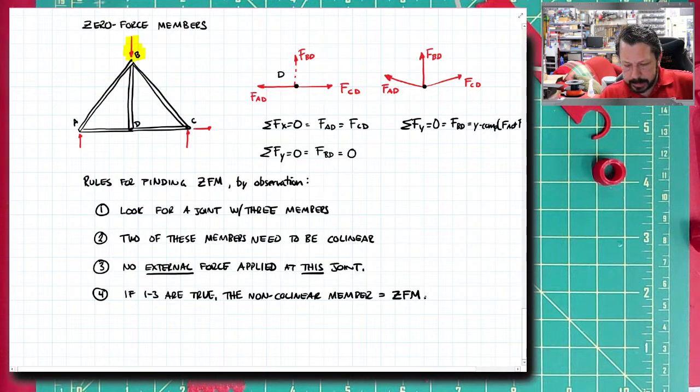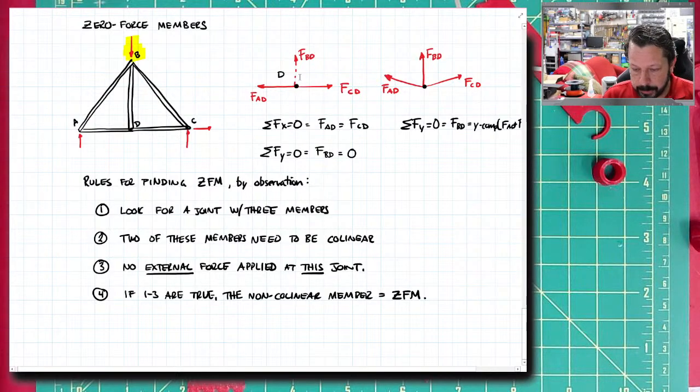The other thing is that a lot of times in the drawings and the examples, that third member is perpendicular to the 2 collinear members. That's not necessarily true. It can be at any angle. It's just easier to show with the equations when it's perpendicular, but it could be at any angle and still be a 0 force member.